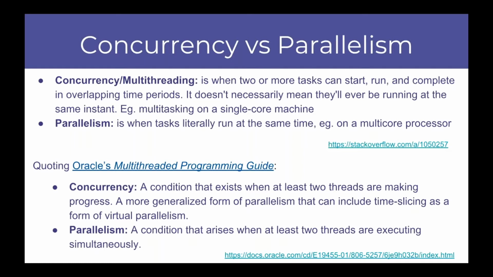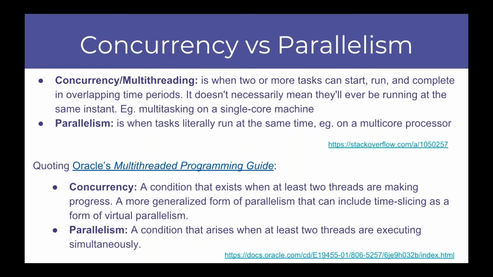Okay, and an example of concurrency or multi-threading is when we have, for example, a single machine, a single core, and then we do multi-threading or multitasking, if you've done this in Java or C++ or some other languages. Whereas parallelism is when two or more tasks are effectively, actually and literally running at the same time. So maybe on a multi-core processor where each core is running one task or one process.